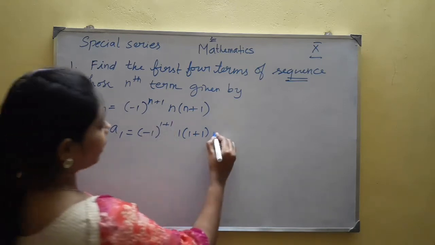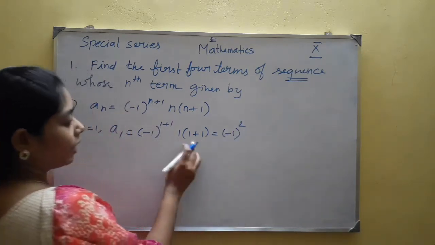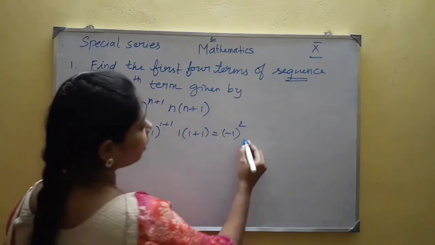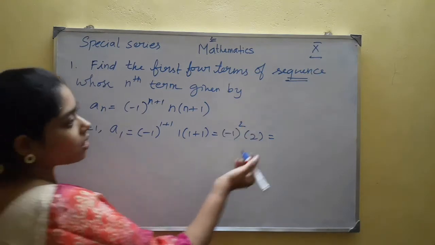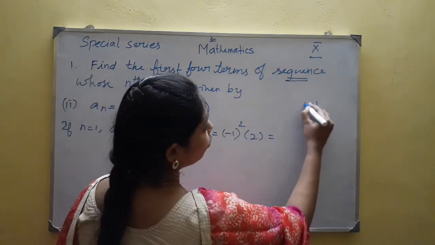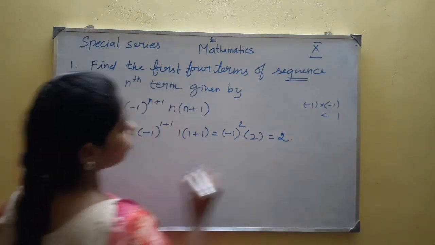Observe this clearly and write this part. So minus 1 power 1 plus 1 is 2, and 1 into any number gives the same number, 1 plus 1 is 2. Now minus 1 square is nothing but multiplying minus 1 two times, no? This is actually 1. So 1 by 2 is one half.